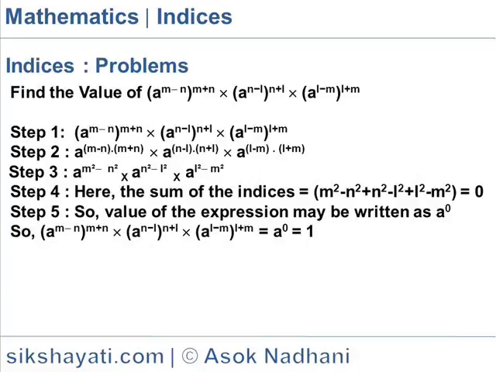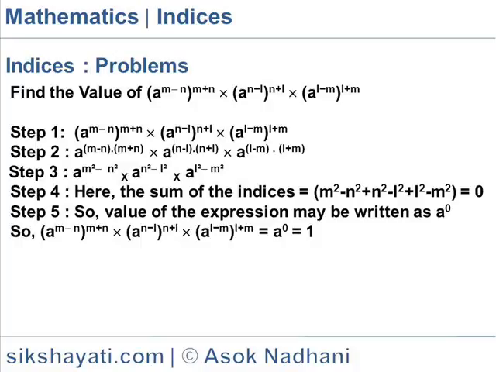Indices. Find the value of a to the power m by a to the power n, the whole thing to the power m plus n, into a to the power n by a to the power l, the whole thing to the power n plus l, into a to the power l by a to the power m, the whole thing to the power l plus m. So you can write the expression.